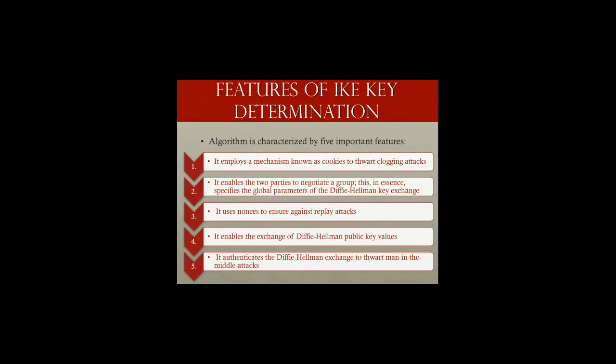Features of IKE key determination. The IKE key determination algorithm is characterized by 5 important features. It employs a mechanism known as cookies to thwart clogging attacks. It enables the 2 parties to negotiate a group. This, in essence, specifies the global parameters of the Diffie-Hellman key exchange. It uses nonces to ensure against replay attacks. It enables the exchange of Diffie-Hellman public key values. It authenticates the Diffie-Hellman exchange to thwart man-in-the-middle attacks.